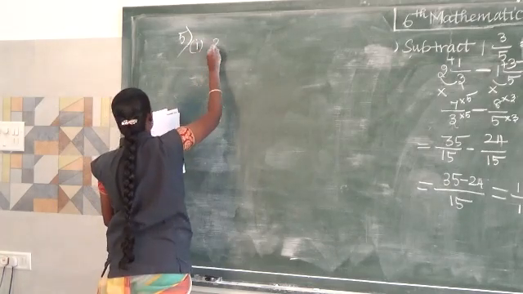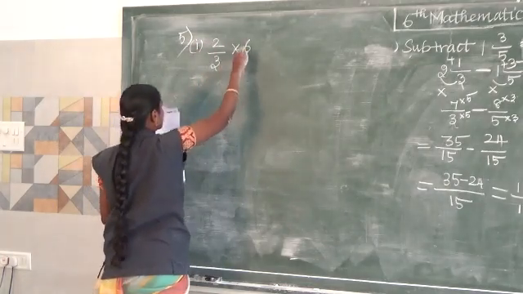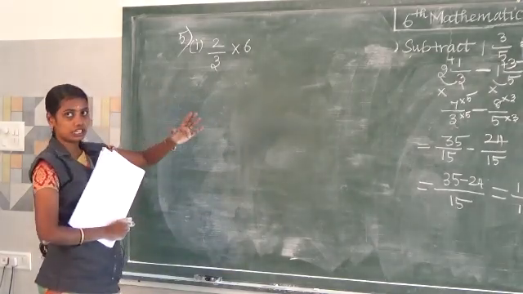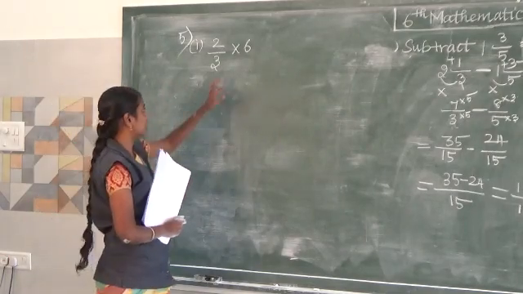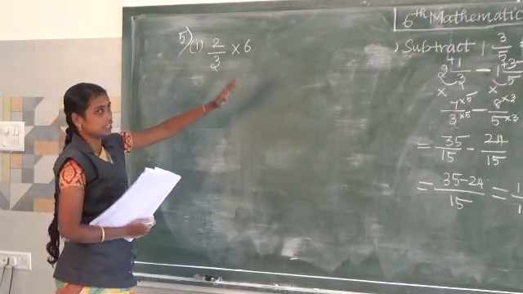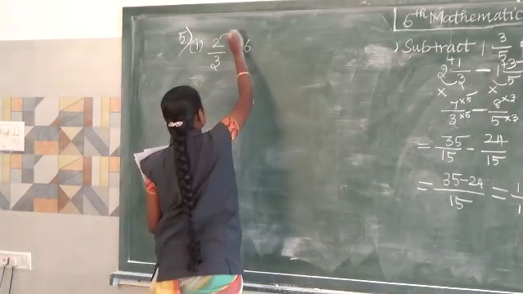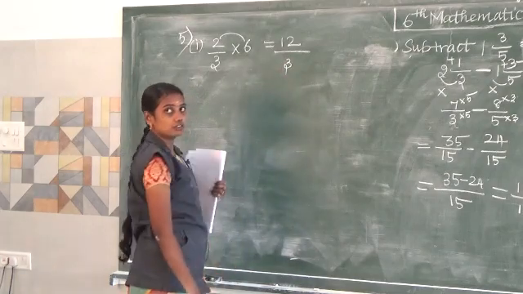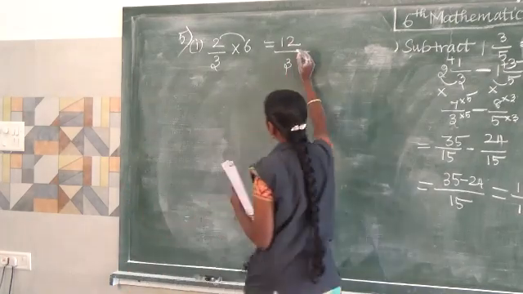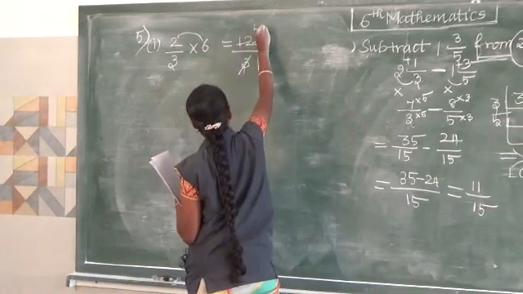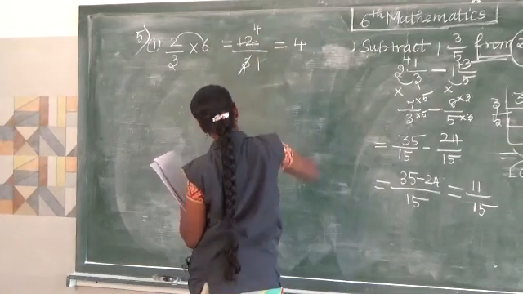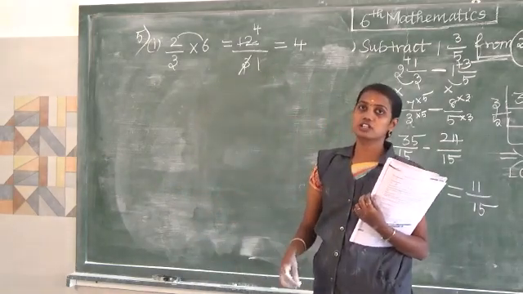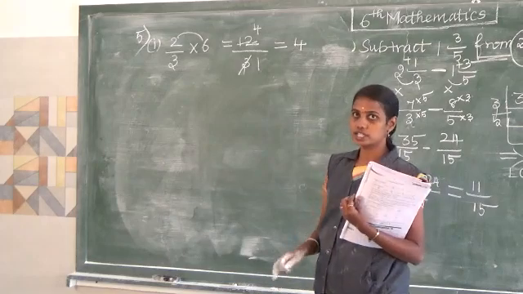Option 1. 2 by 3 into 6. Here you can multiply the numerators and denominators also. Here we have only the numerator. You can cancel and go for it, or else multiply. 2 6s are 12, then 3 as it is. Now 3 table, you can cancel the 12. 3 1s are 3, 3 4s are 12. So the answer is 4. If the denominator is 1, as I already said, there is no value, so you need not mention the denominator as 1.